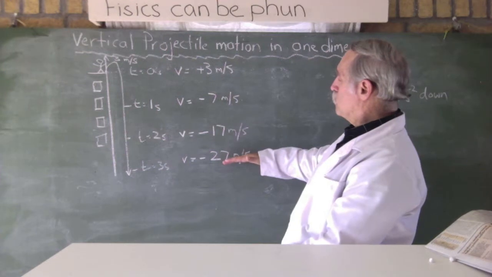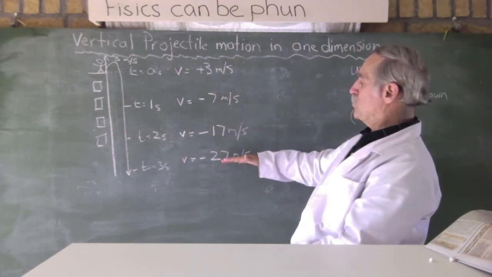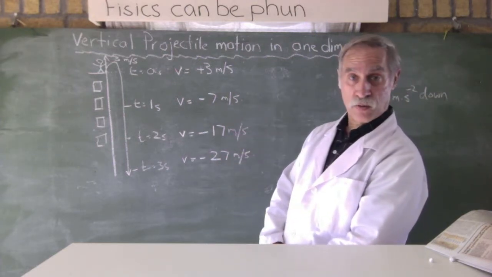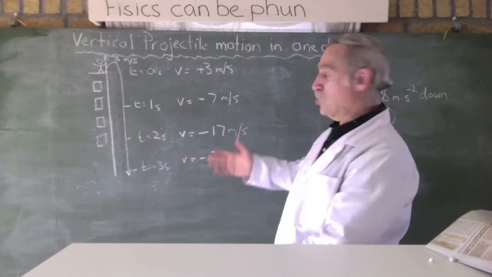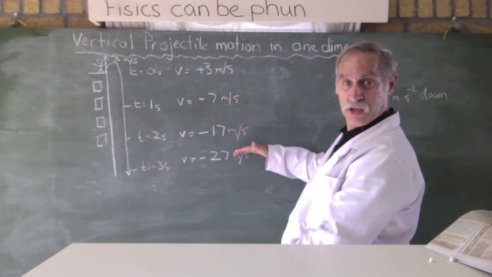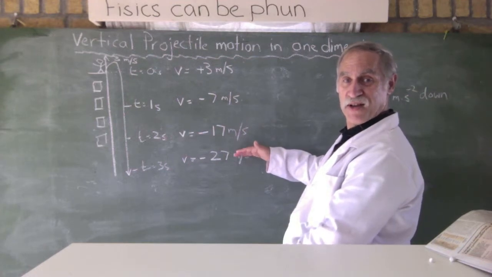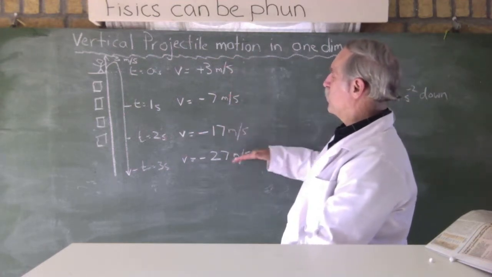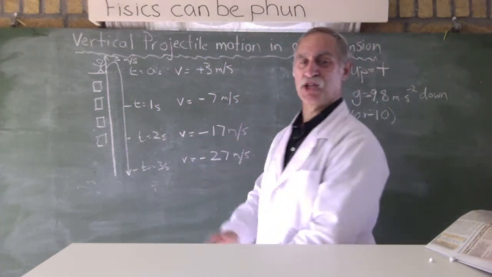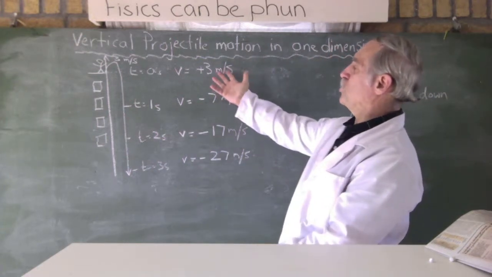If you do the same, what is the average velocity between minus 17 and minus 27? Well, add the 2, 44, divide by 2, 22. So it's going to have an average velocity of 22 meters per second. That means it's going to fall 22 meters in that second. And so you can work out the distance that the object is going to fall in each particular time period. Let's see if you can do the same.